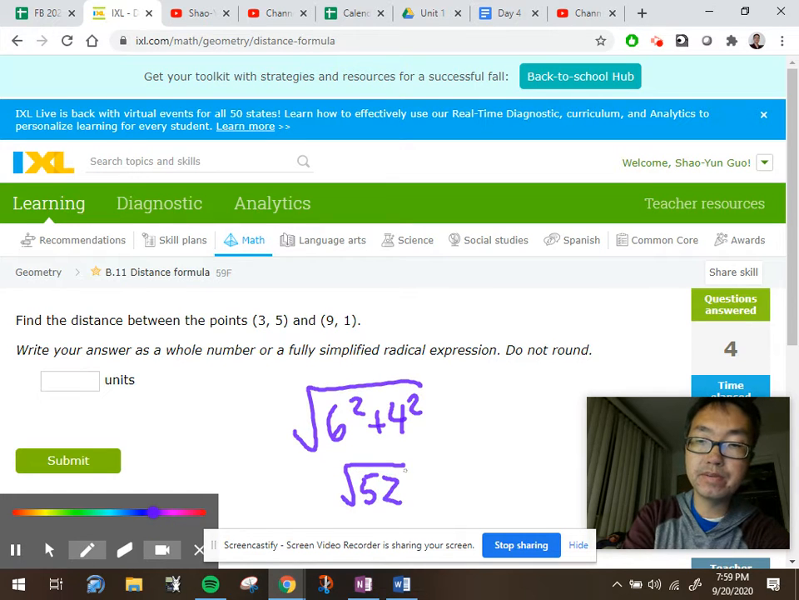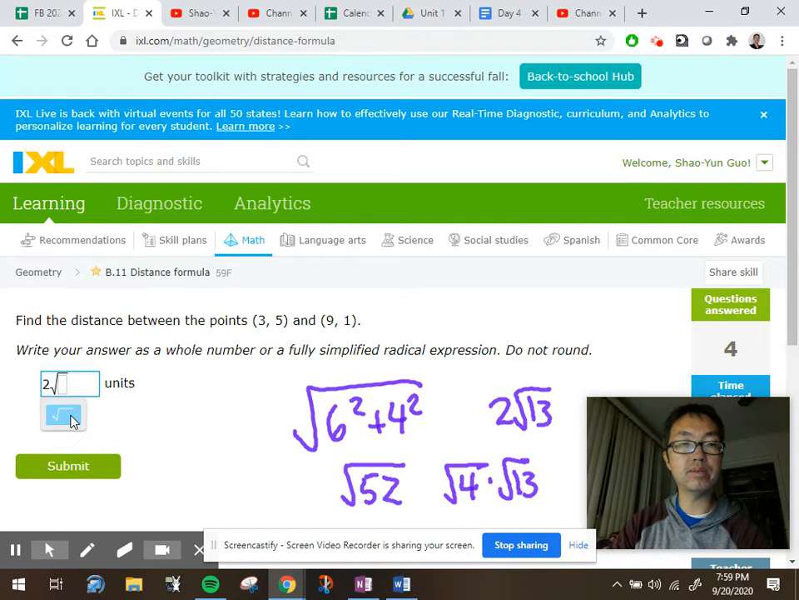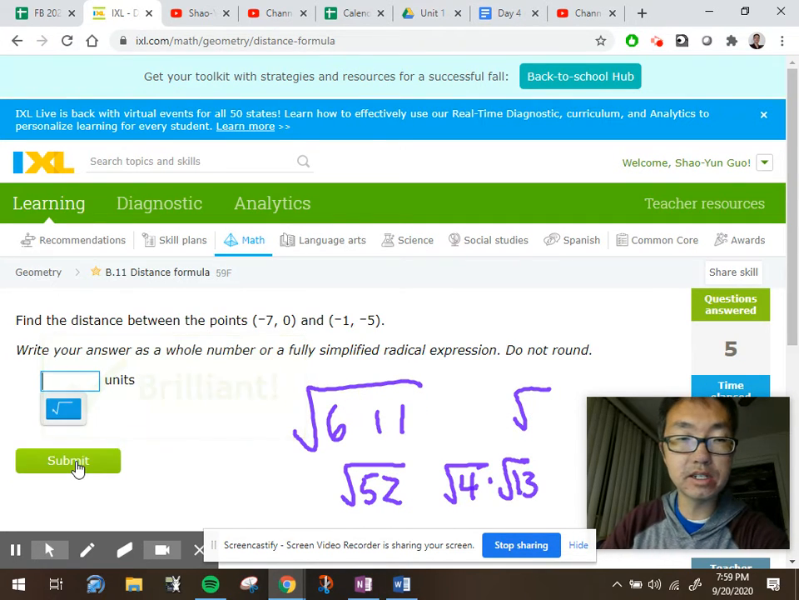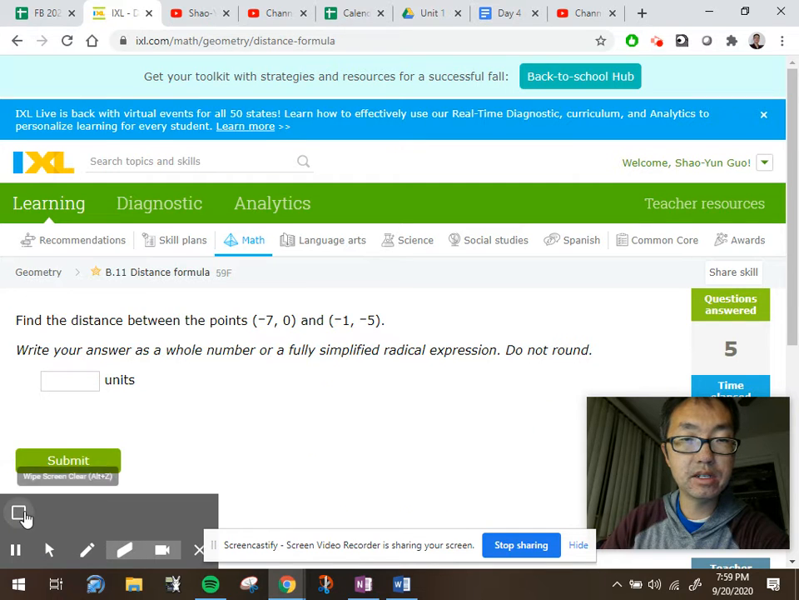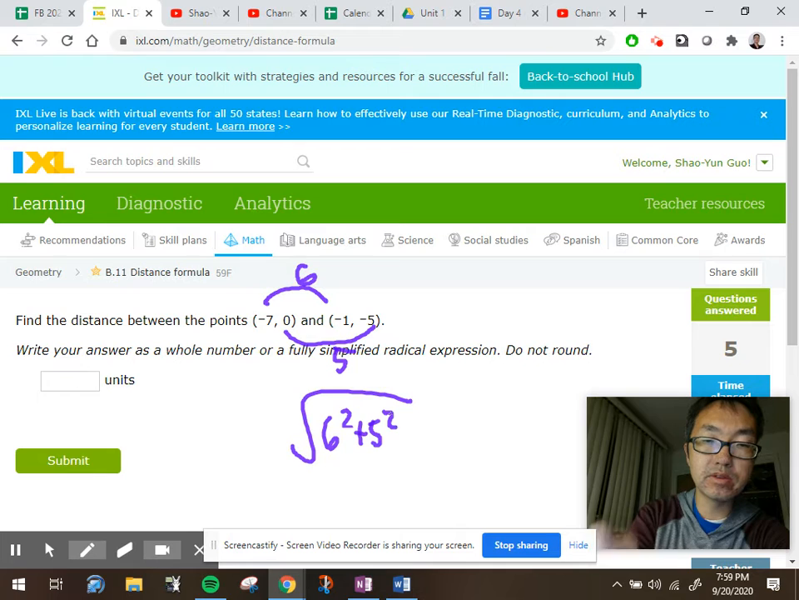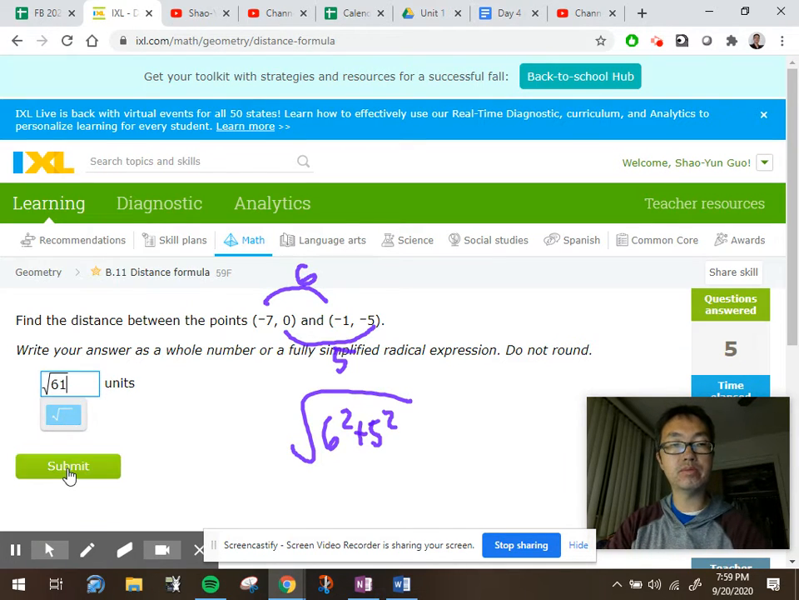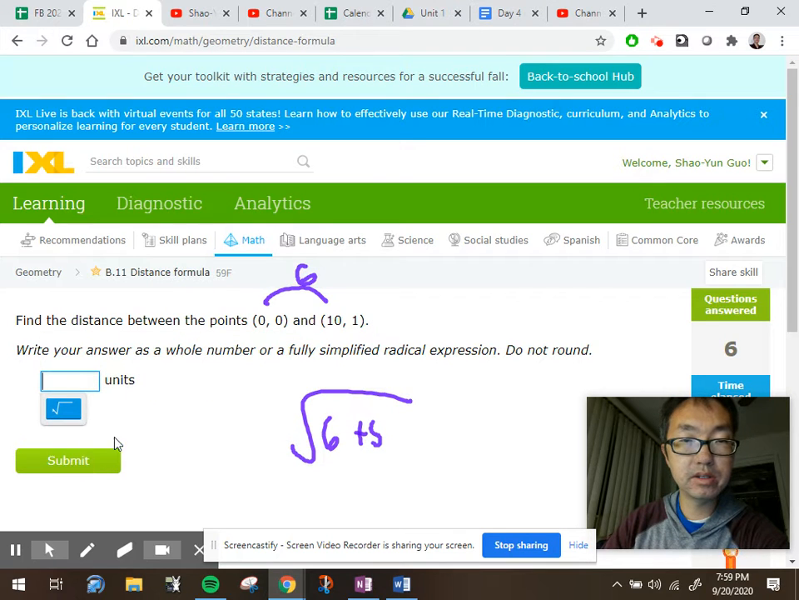And now you have to be careful because you can write it as square root of 4 times square root of 13, which is 2 root 13. Yeah, some of you might need some help on rationalizing. But all right, here we go. 6 is the difference here. Difference of 6. Here the difference is 5. 6 squared plus 5 squared, square root of 61. Prime number. We're cool. We like prime numbers. No issues. 10 and 1, square root of 11.